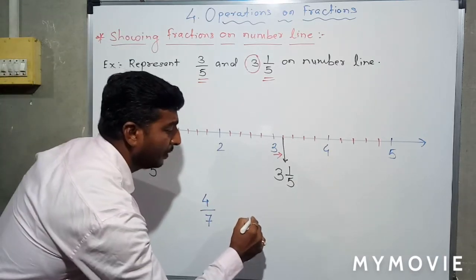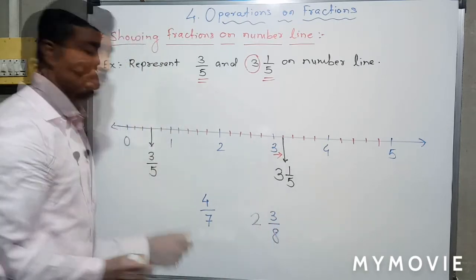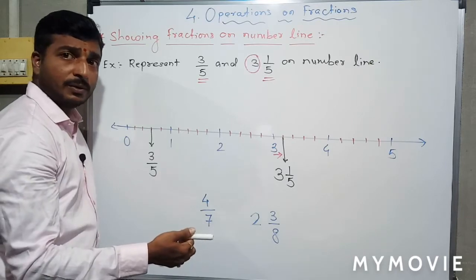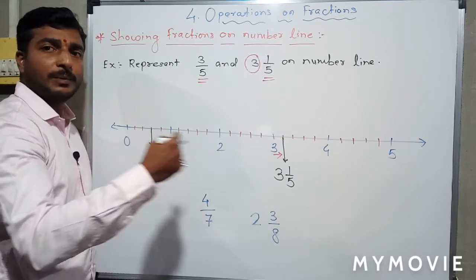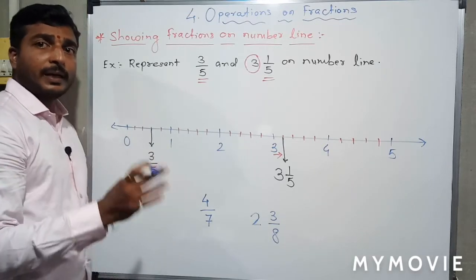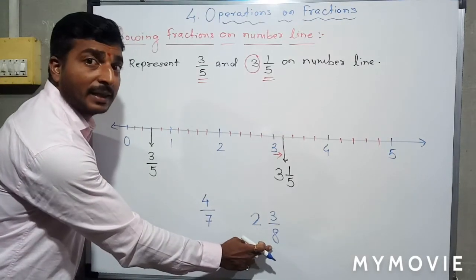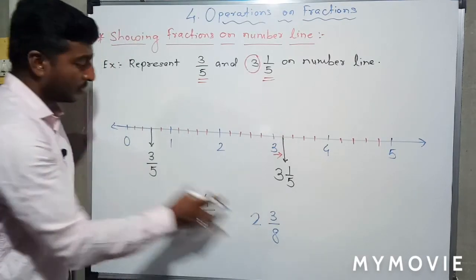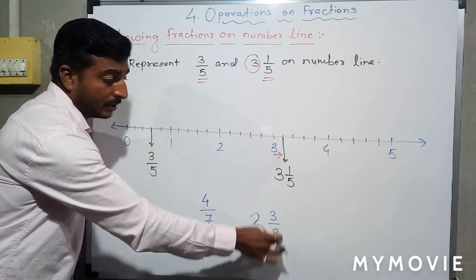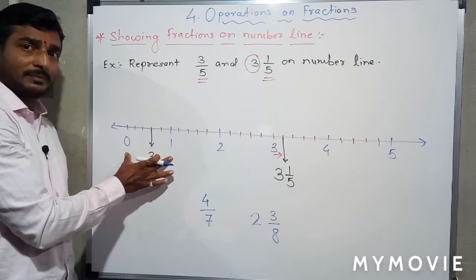Another example we will take is 2 and 3/8. So for representing this mixed number on the number line, what will you do? First you will draw the number line, showing the unit parts 0, 1, 2, 3, 4, 5 and so on, and then you will divide each unit distance into how many equal parts? 8 parts. Here we had done 5 because the earlier example was of 5. If there is an example of denominator 8, then you will divide the unit distance into 8 parts.